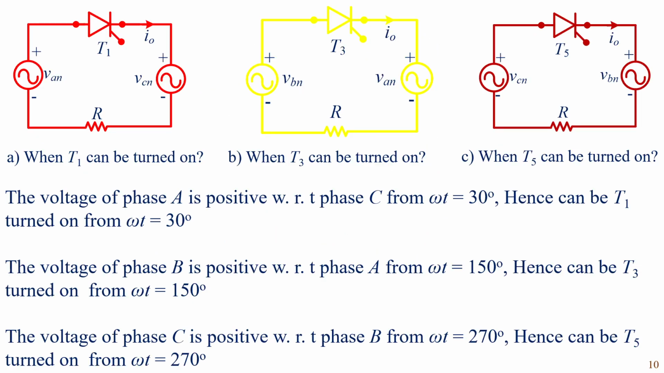Here, thyristor T1 is connected between two sources, A phase and C phase. Thus T3 is connected between B phase and A phase. Thus T5 between C phase and B phase. When T1 can be turned on, when T3 can be turned on, and when T5 can be turned on.